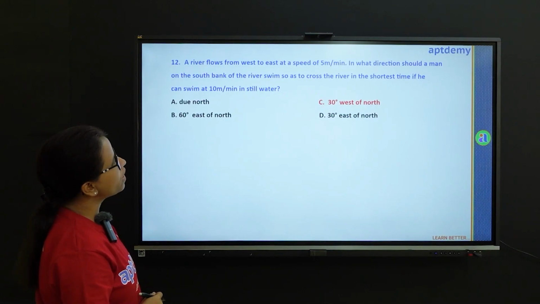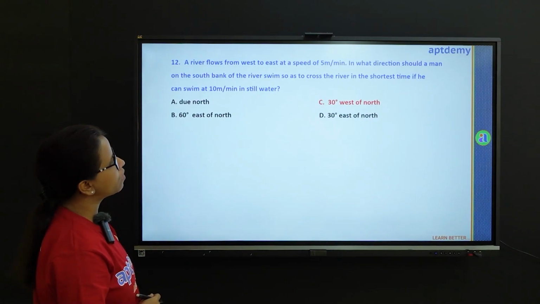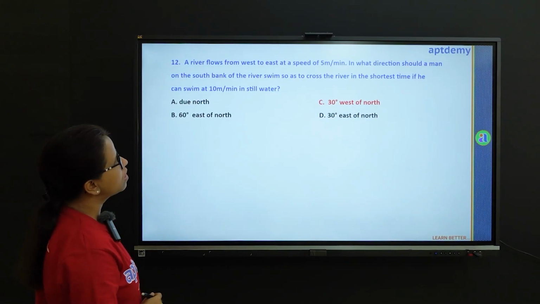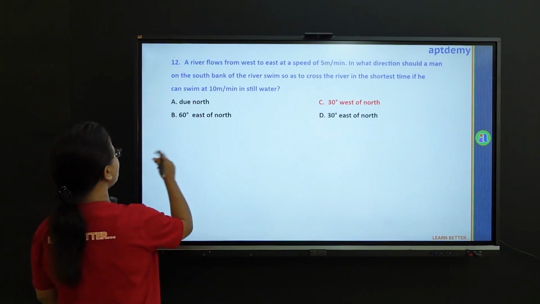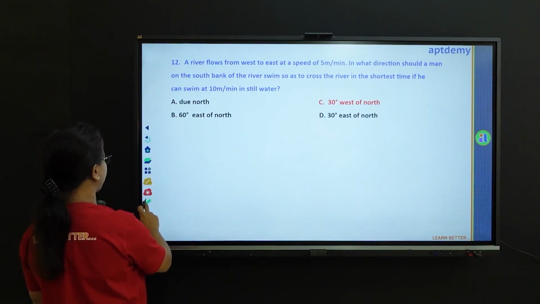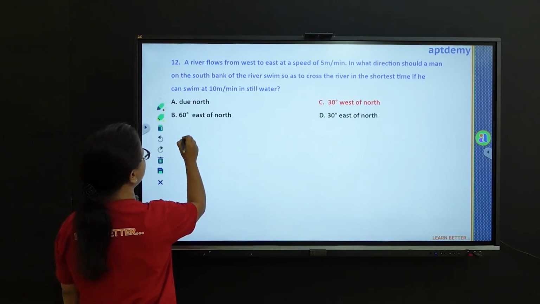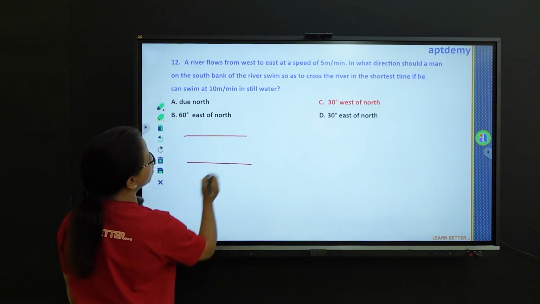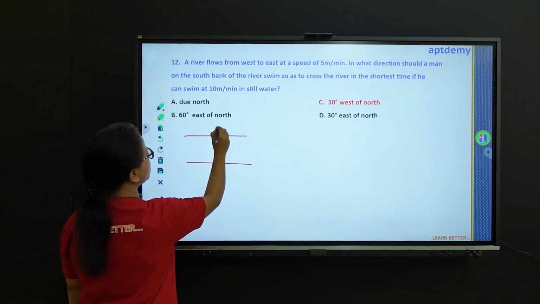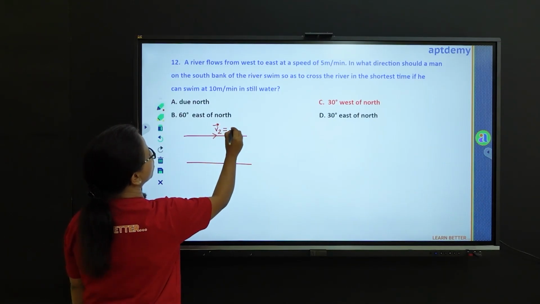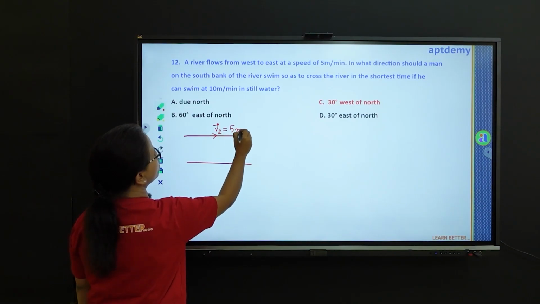A river flows from west to east at a speed of 5 meters per second. In what direction should a man on the south bank of the river swim so as to cross the river in the shortest time if he can swim at 10 meters per minute in still water? So let me do the diagram. Now the river, this is the river of certain width. The river is flowing, that is V2 is equal to 5 meters per minute.